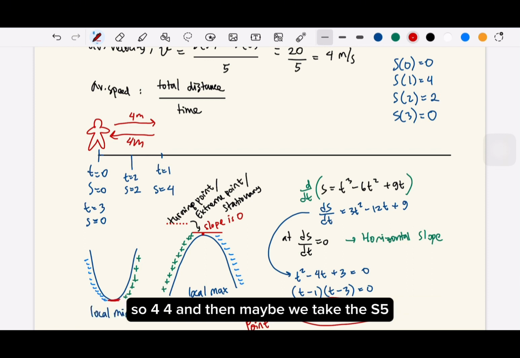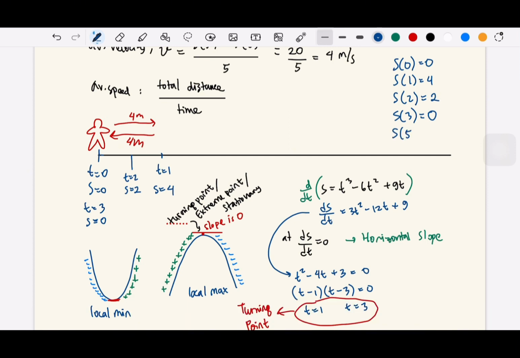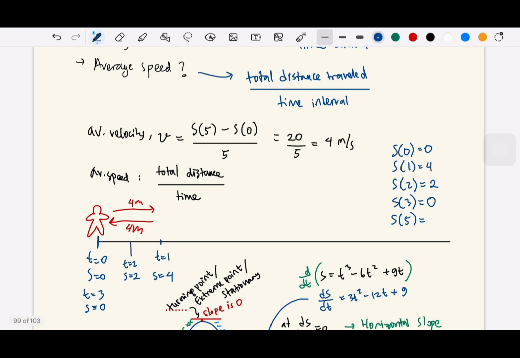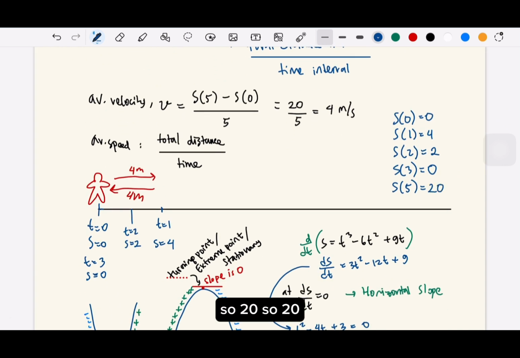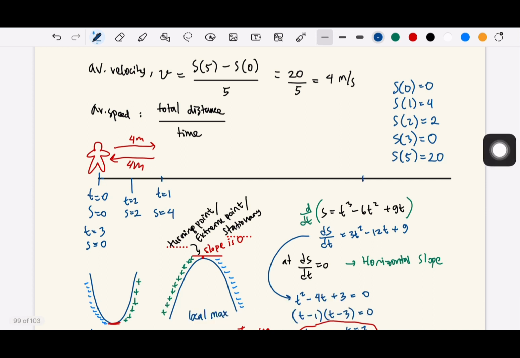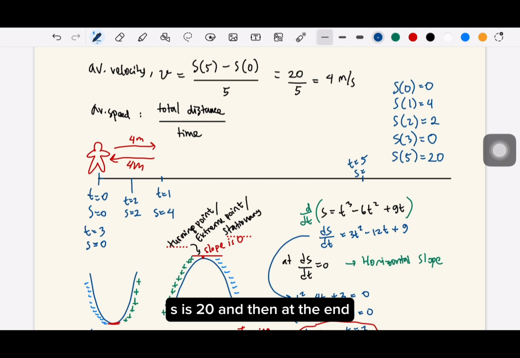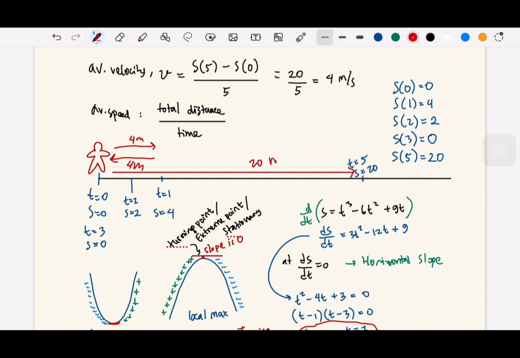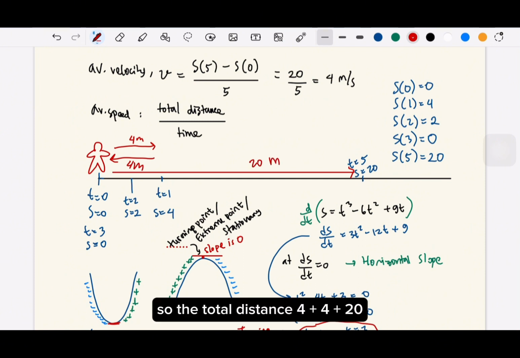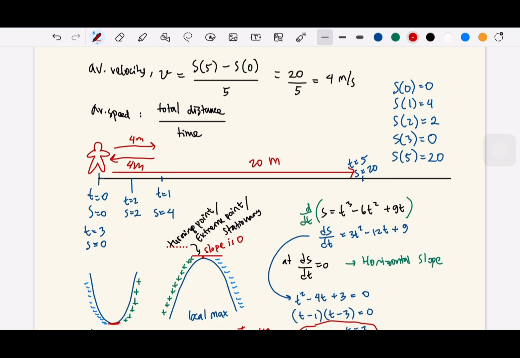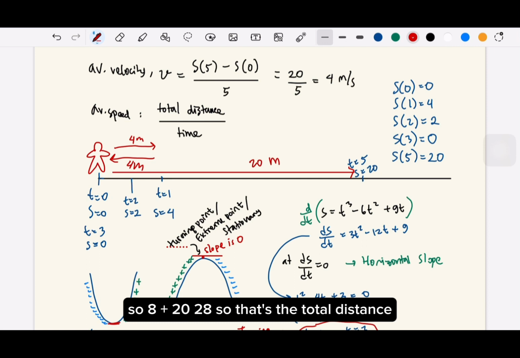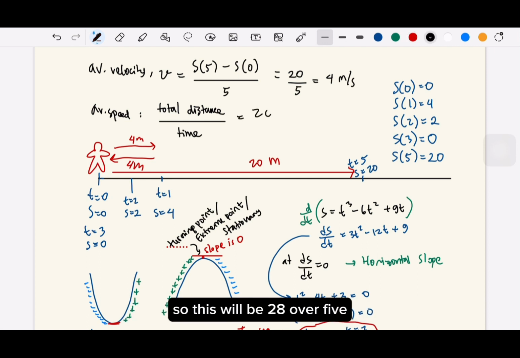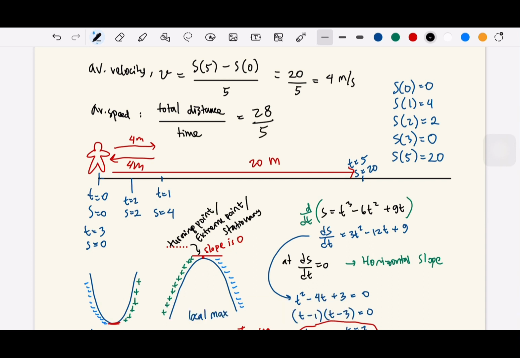So 4, 4, and then maybe we take the S5, which is 20, right? So 20, let's say 20 is going to be here. So this is t5, S is 20. And then at the end, he moves back to the right until S equals 20. So this is 20 meters. So the total distance is 4 plus 4 plus 20. So 8 plus 20, 28. So that's the total distance. So this will be 28 over 5, 6, right?